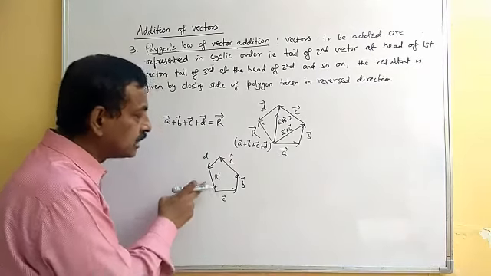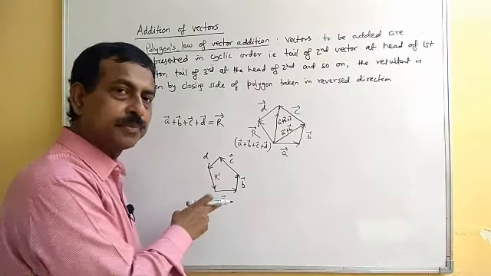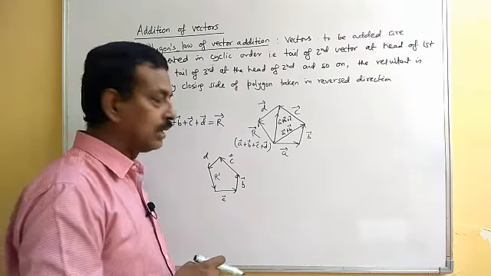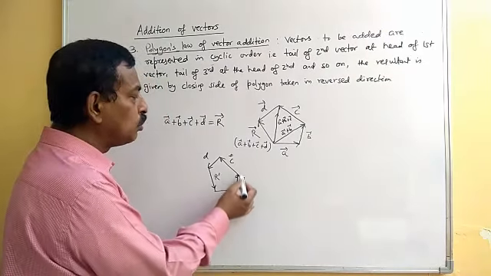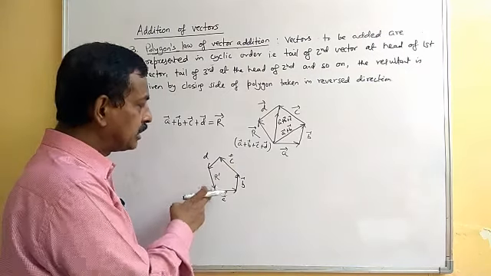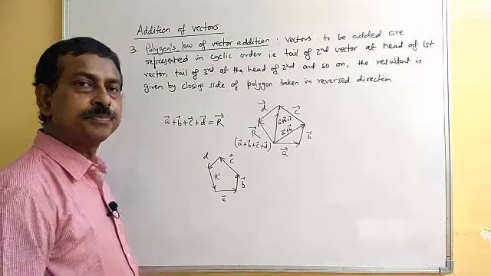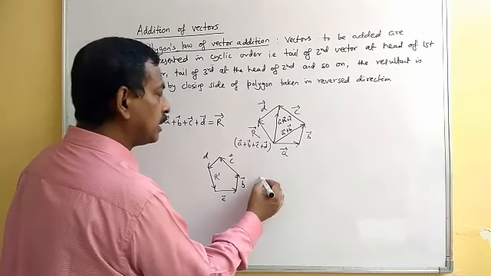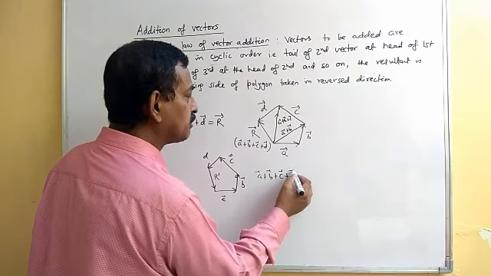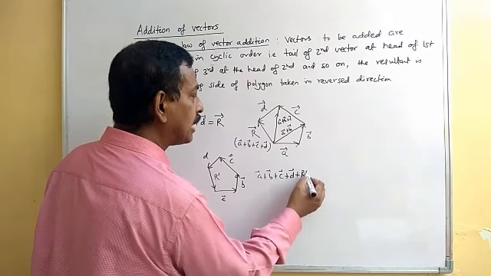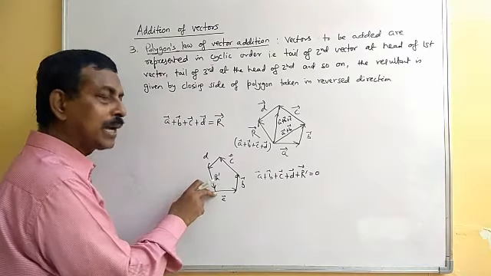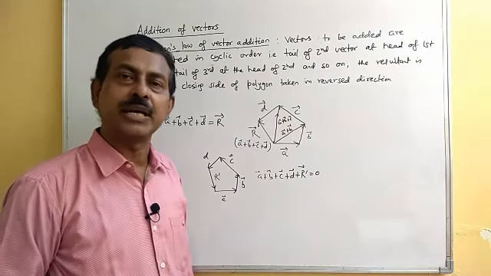That means this is not in the reversed order. This is in the same order in which we have added the vectors. Now if you see that, what you will get? You will get a closed figure and the vector returning to the same point. So here, if you now consider vector A plus vector B plus vector C plus vector D plus vector R dash, this will be 0 because we have come back to the same point from where we have started.